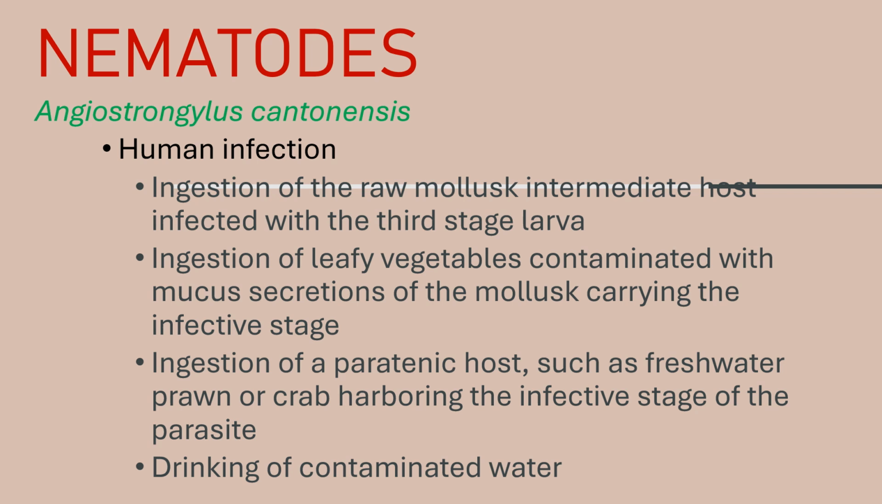Human infection is caused by ingestion of raw mollusk, which is the intermediate host infected with a third stage larva. Your intermediate hosts are the mollusk, the snail, the kuhol, the suso. Also, ingestion of leafy vegetables contaminated with mucus secretions of the mollusk carrying the infective stage, ingestion of a paratenic host like a freshwater prawn or crab harboring the infective stage of the parasite, and drinking contaminated water. Again, the infective stage to humans is the third stage larva.